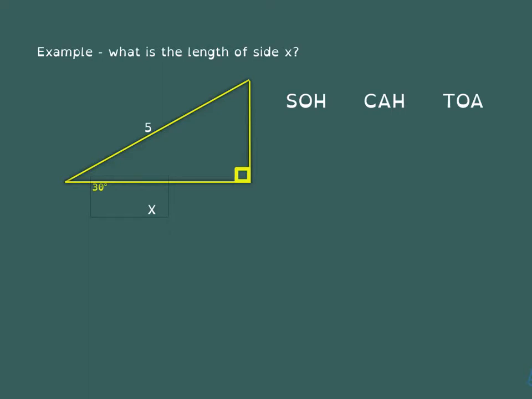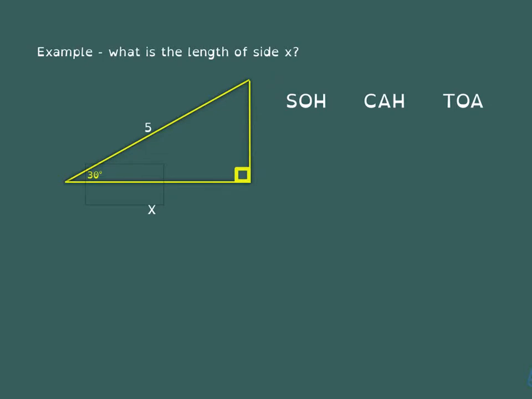Okay, we'll start looking at examples of how to use these trigonometric ratios that we found before, the sine, cosine, and tangent. And here's an example. So we've got a triangle here. Looks very similar to the one we saw before. It's got a 30-degree angle. And the question's asking us, what is the length of side x?